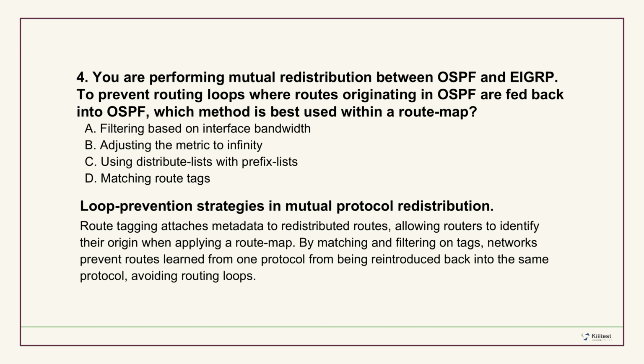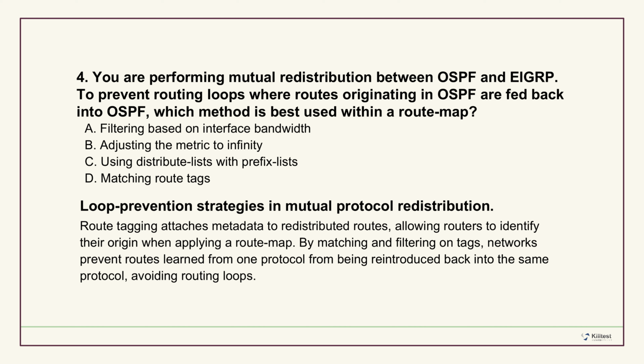Now, loop prevention isn't just about dynamic protocols. It's also super critical when you're forcing two different protocols to talk to each other, what we call mutual redistribution. Right. If you have EIGRP and OSPF talking, it's so easy for a route that started in OSPF to get pushed into EIGRP, and then EIGRP, thinking it's a new path, just redistributes it right back into OSPF, and bam, you've got a costly, nasty routing loop.